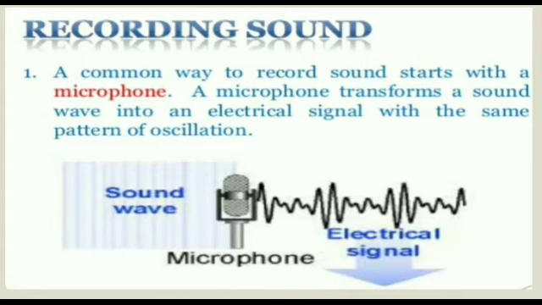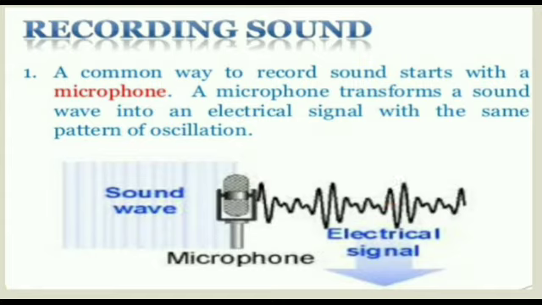Now, recording sound. See this sound wave, and this is a microphone and the electric signal. The sound signal is converted into an electric signal with the help of a microphone. A common way to record sound starts with a microphone. A microphone transforms a sound wave into an electric signal with the same pattern of oscillation.